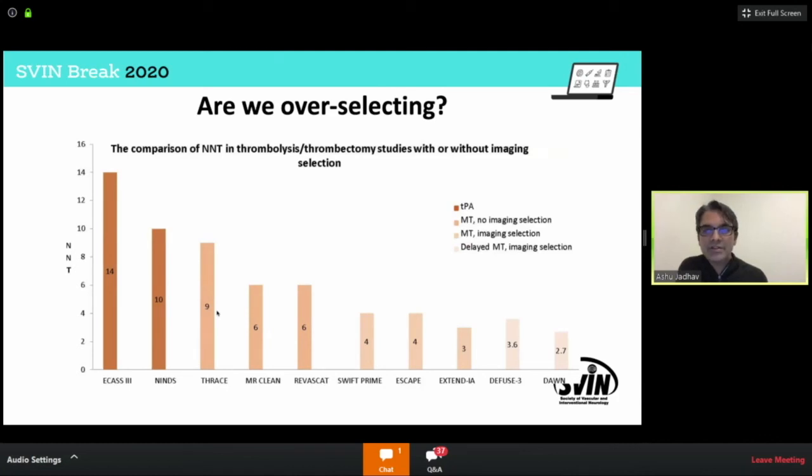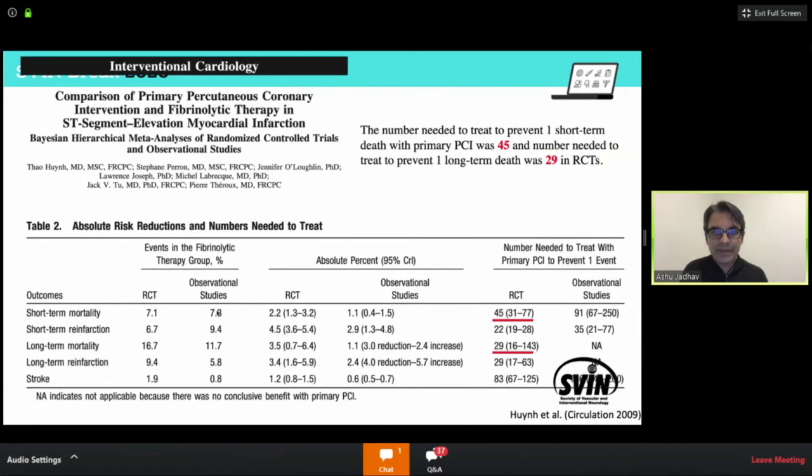So one question that always comes up is, if we're treating patients and we have these numbers needed to treat, if you look at ECASS-3, the number needed to treat is 14. And NINDS, the number needed to treat is 10. And you can see that we've become very selective, especially if we use very stringent criteria for patient selection. Extend IA, Diffuse 3, Dawn really use stringent criteria. And the number needed to treat is 3. So it really begs the question, are we being overly stringent in how we select patients?